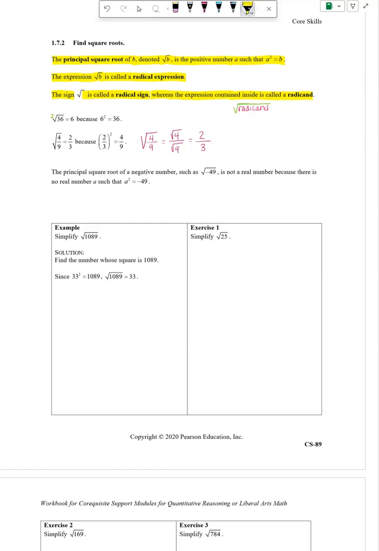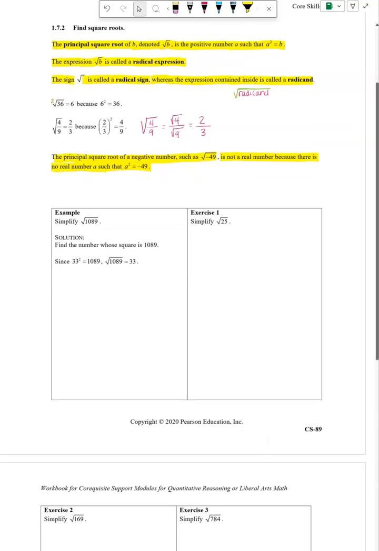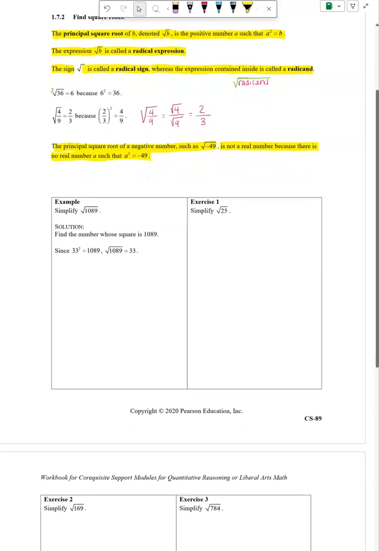Awesome. So the principal square root of a negative number, such as the square root of negative 49, is not a real number because there's no real number, a, such that a squared gives us 49. So if you see a negative number under an even root, just know that that's not going to be a real number, okay? It's not something that you need to have to deal with.